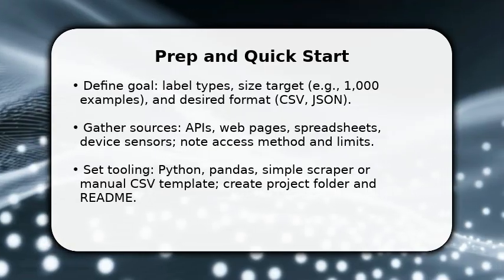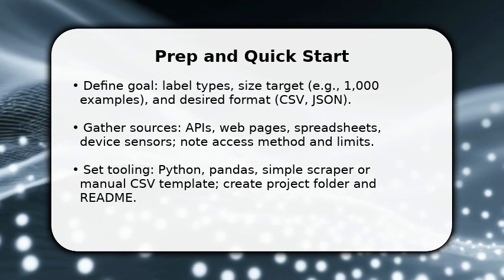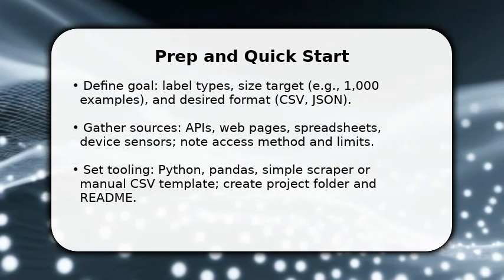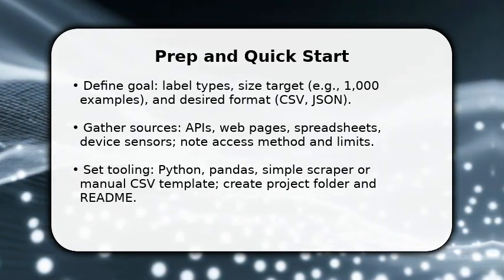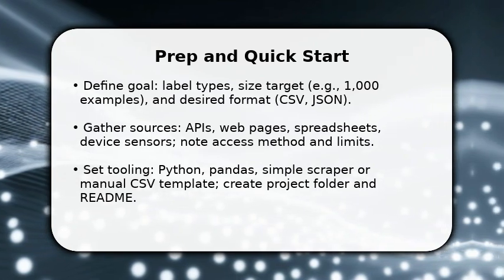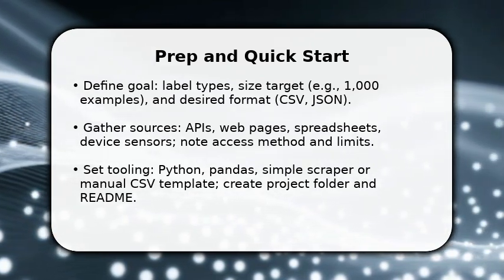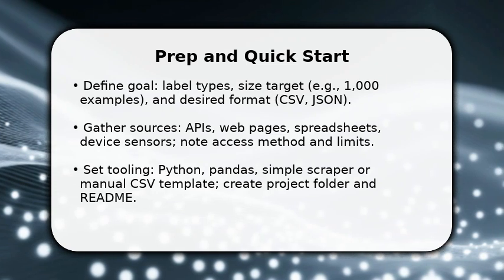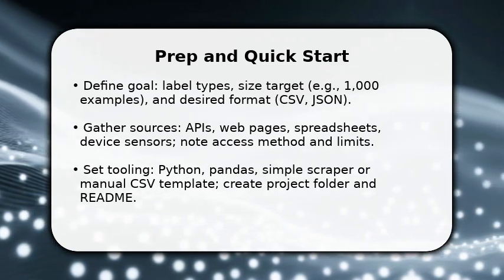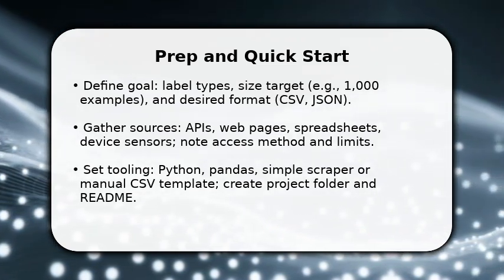You start by locking the goal and minimal constraints so decisions stay focused. Define labels, the target size like 1,000 rows, and the output format. Next, collect accessible sources, APIs, spreadsheets, or simple web pages, and note rate limits or login needs.